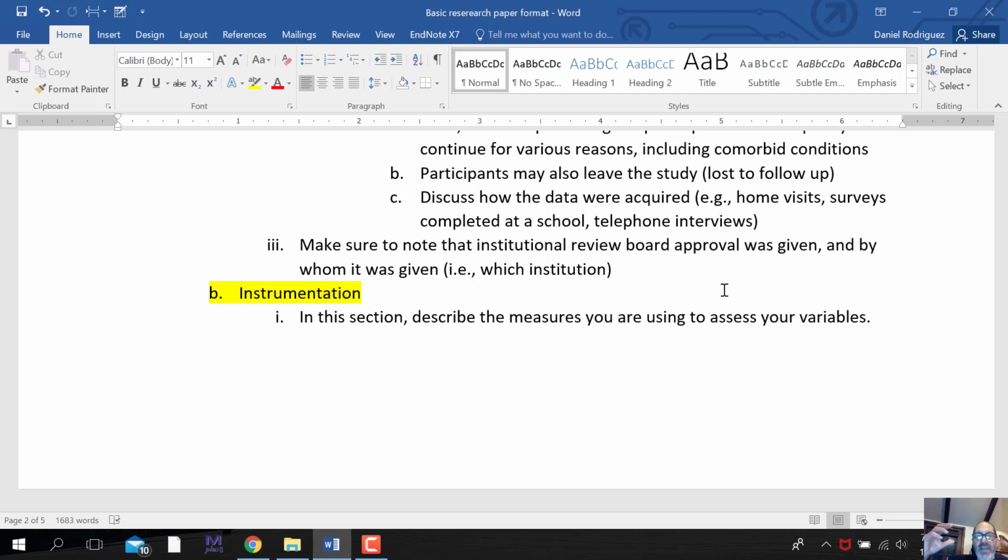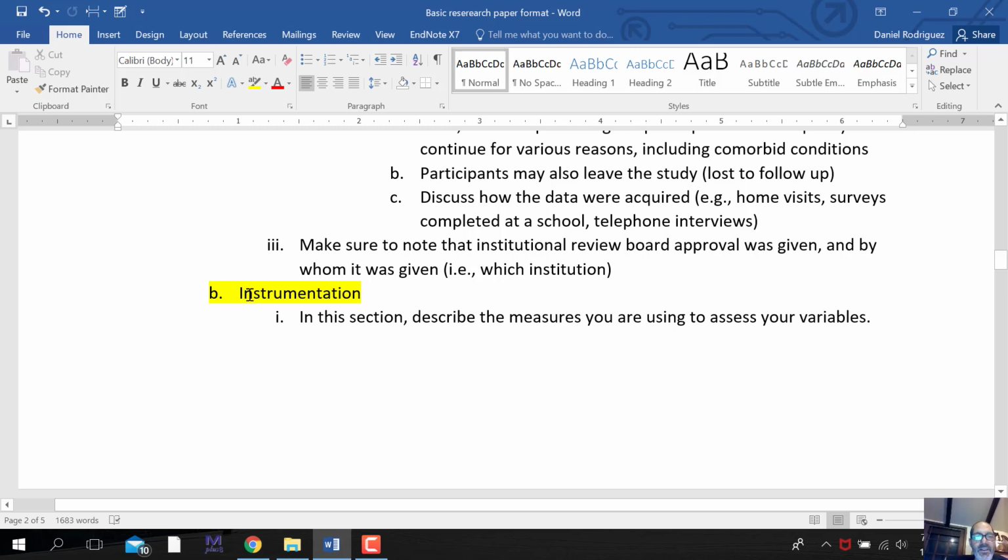So for those data, I actually have to get IRB approval from my university in order to have access to the data from the University of Michigan. That's where it's stored. And all that stuff must be noted. Some journals will not publish your study if you didn't get IRB approval. So you can't go around doing studies without IRB approval. And in many cases, the IRB approval was acquired through the parent of the data set. So you have to note that.